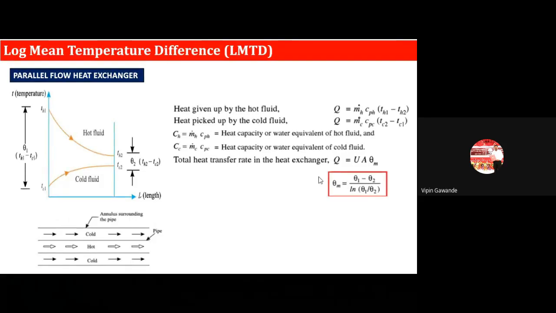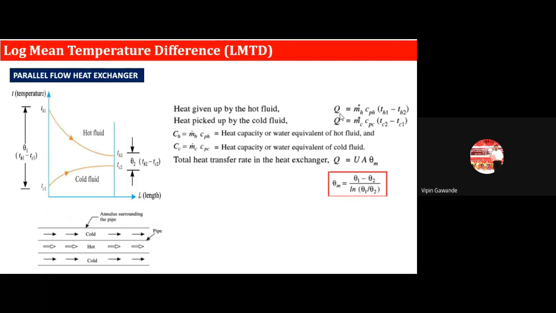Okay, so whenever we are calculating LMTD, the temperature difference is Th1 minus Tc1. And what is theta 2? Theta 2 is Th2 minus Tc2. Okay, so this is theta 2. So from there we can calculate the Q. That is theta m, LMTD.